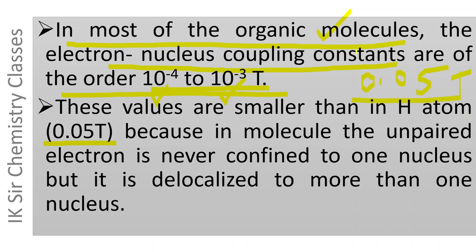Because in organic molecules, the unpaired electron is never confined to one nucleus. In hydrogen atom, the unpaired electron is confined to one nucleus. But in organic molecules, the unpaired electron is delocalized over more than one nucleus, and this is why the electron-nucleus coupling constant in organic free radicals is much smaller than that in hydrogen atom.